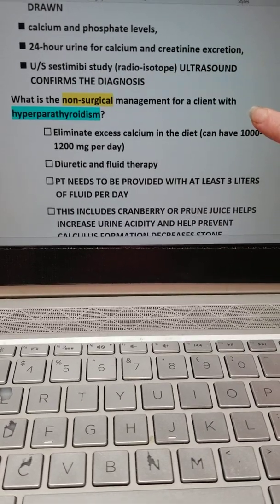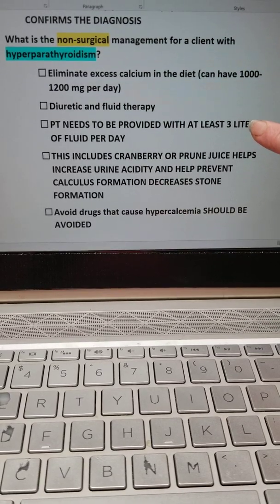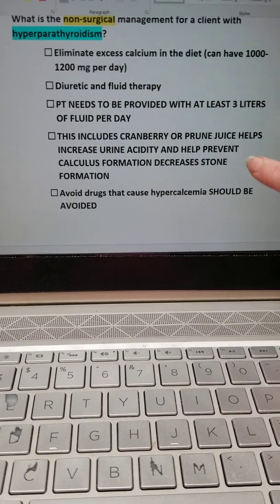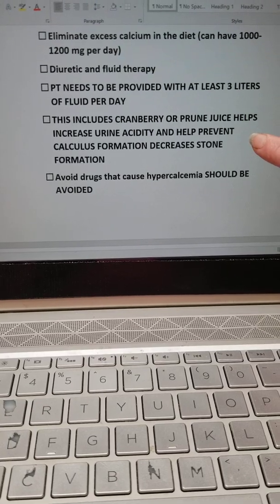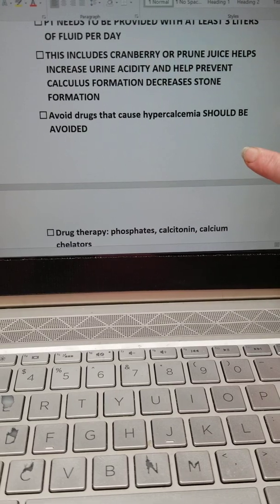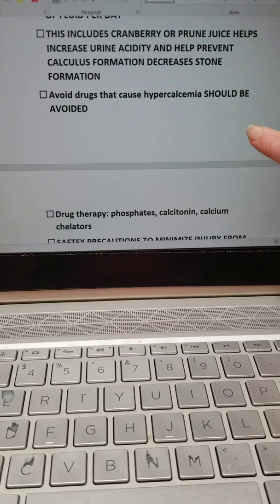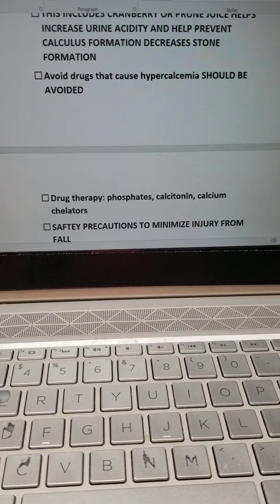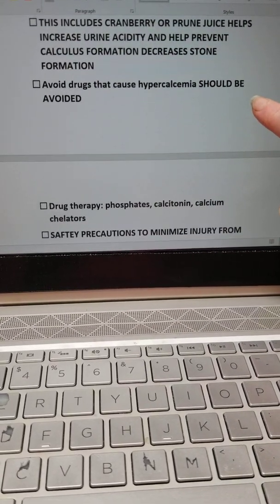What is the non-surgical management for a client with hyperparathyroidism? You would eliminate excess calcium in the diet, can have 1,000 to 1,200 milligrams per day, because you already have a lot in the blood. Diuretic and fluid therapy. Patient needs to be provided with at least 3 liters of fluid per day. This includes cranberry or prune juice, which helps increase urine acidity and can help prevent calculus formation, decreasing the stone formation. So breaking down those calcium stones. So you want urine acidic with cranberry or prune juice, which will help.